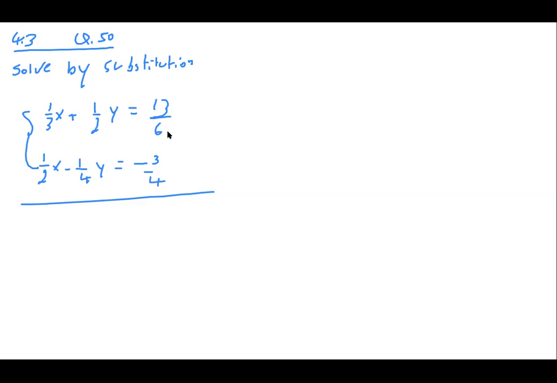A smaller number than 12 would be 6. That's good, but it's not the least. We need the least number. What about the highest of all these? Can that be the least common denominator?